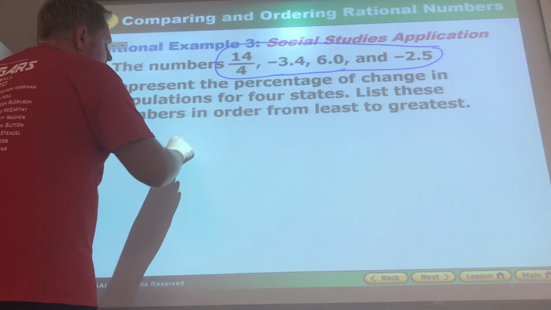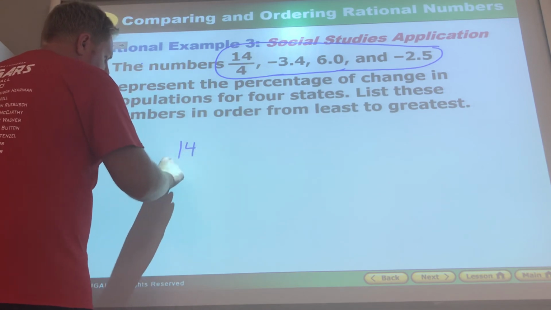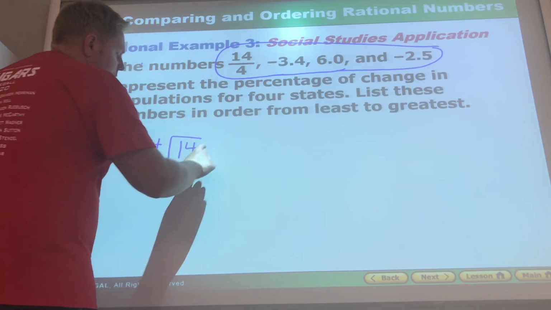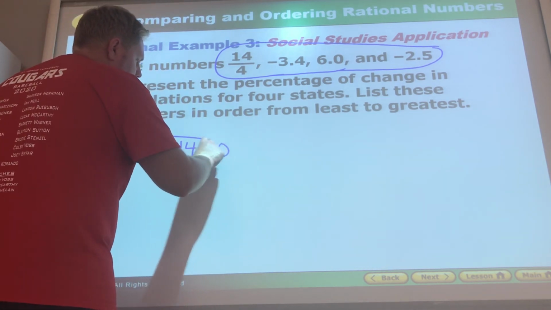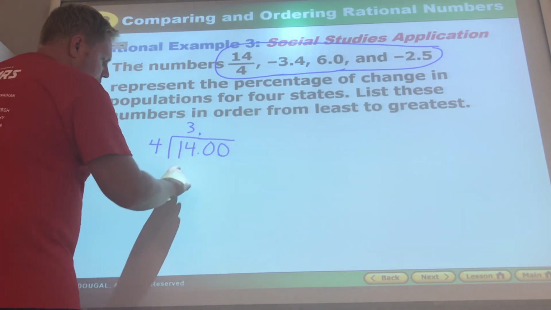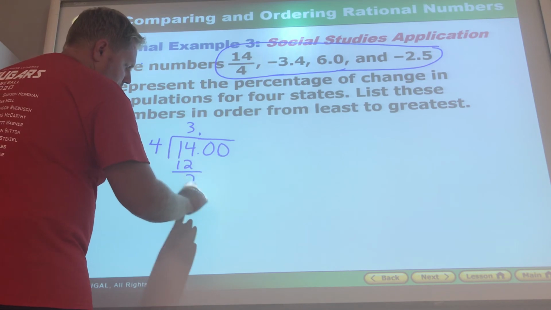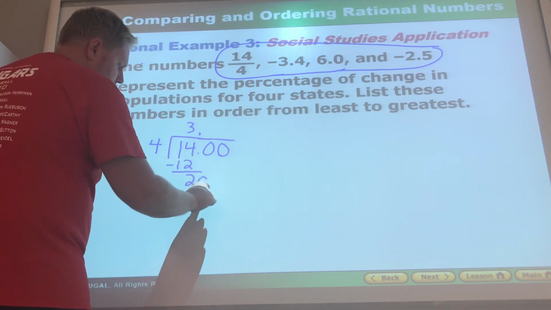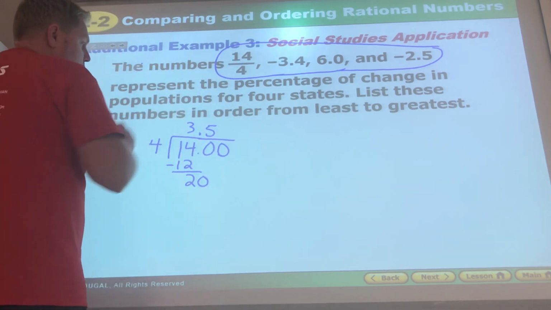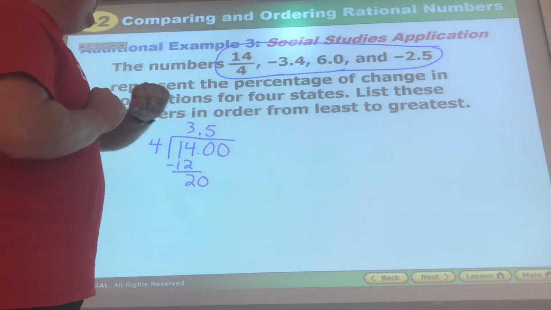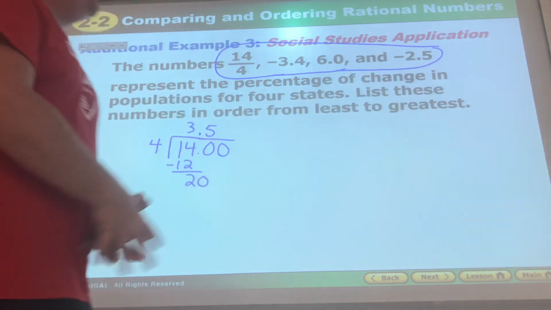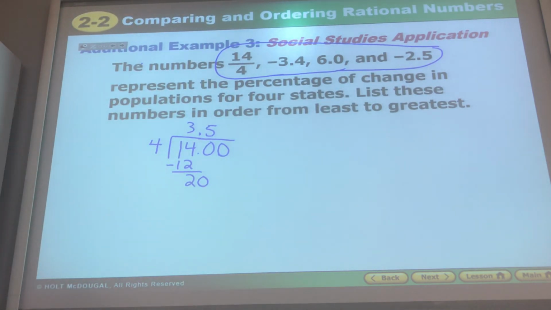So I'm going to turn 14/4 into a decimal. 14 divided by 4. Okay. It will go in there 3 times. Oh, don't forget to bring my decimal up. 12. We do that subtraction, we get 20. 4 will go into that 5 times. This is a positive number, so 3.5. Now I have 3.5, negative 3.4, 6.0, and negative 2.5. They're all decimals. Let's figure out what to do.